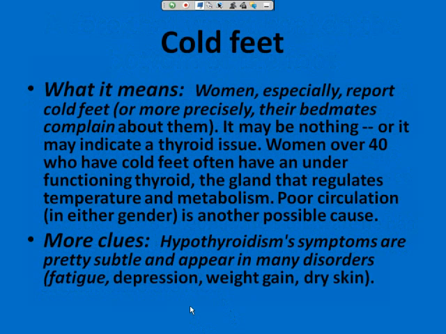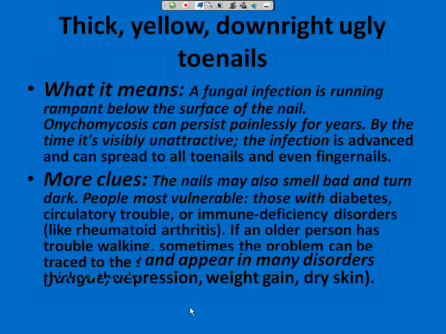Cold feet. Women especially report cold feet. It may be nothing, or it may indicate a thyroid problem. Women over 40 who have cold feet often have an under-functioning thyroid, the gland that regulates temperature and metabolism. Poor circulation in either gender is another possible cause. Hypothyroidism symptoms are pretty subtle and appear in many disorders: fatigue, depression, weight gain, dry skin.